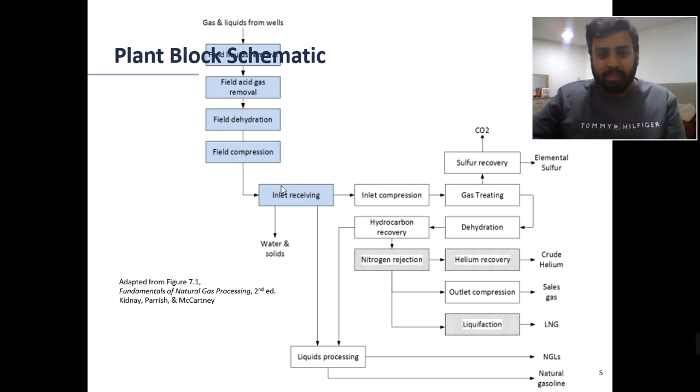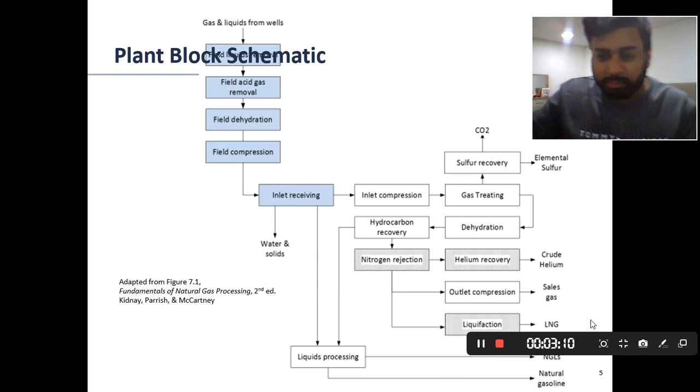Tell me one thing, for example, if the gas we are processing has no water, then what is the point of putting in dehydration? Or if the gas has no heavy hydrocarbons, then what is the point of putting in hydrocarbon recovery? Or if it has no nitrogen, then what is the point? So the plant that we make all depends on the composition we receive at the inlet receiving. That's the most important thing we can start with right now.